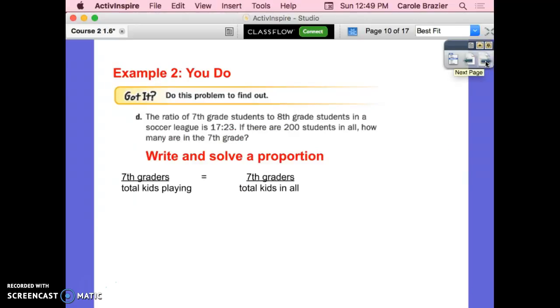Okay? So you guys complete this problem, pause the video, and when you come back, I will give you the proportion to make sure you're setting it up correctly, and then we'll go over the answer. So pause the video and complete this one.